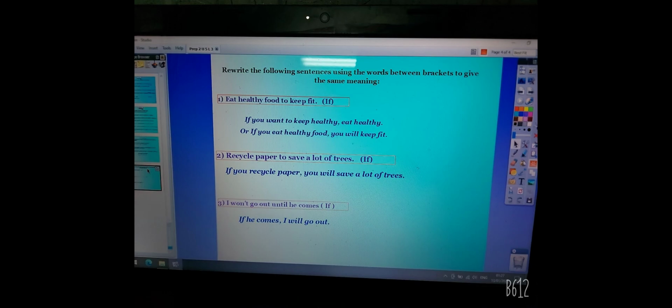Number two, recycle paper to save a lot of trees. So use if. If you recycle paper, you will save a lot of trees. Number three, and the last one, I want to go out until he comes. Use if. So the right answer is, if he comes, I'll go out. Again, if he comes, I'll go out.